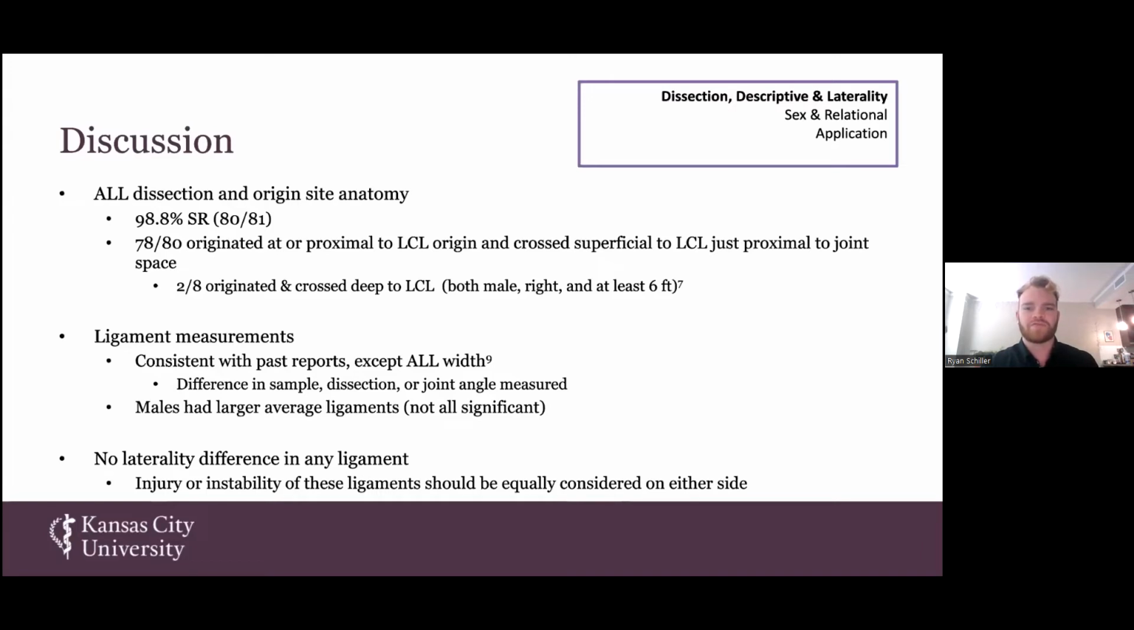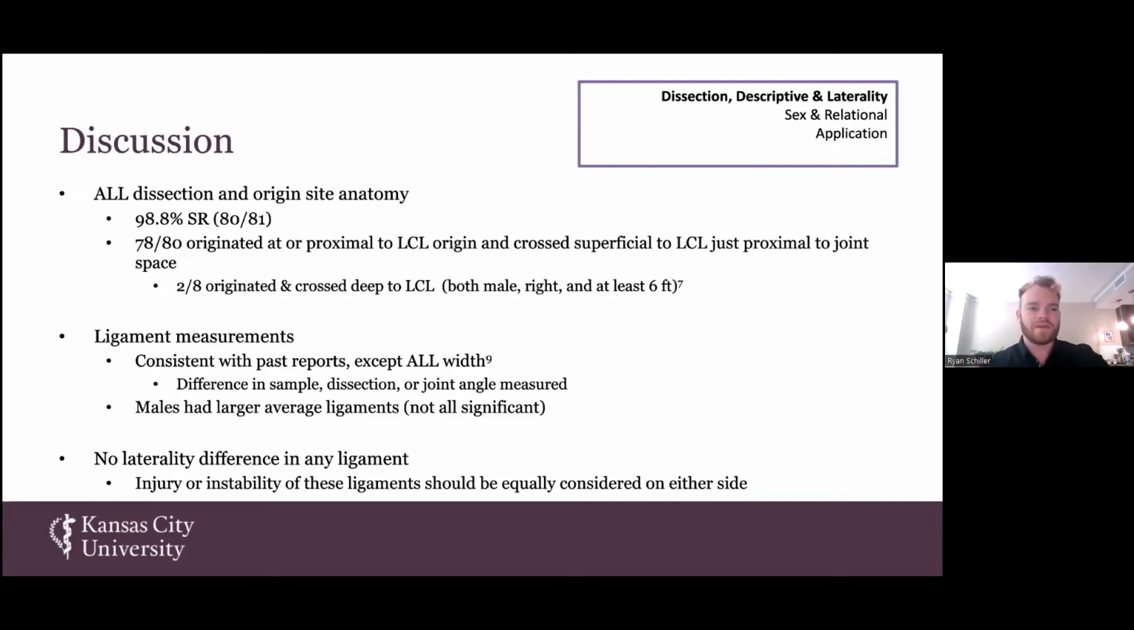And interestingly enough, these were both in a male cadaver who was at least 6 feet tall and on their right lower extremity. And there was a previous study that had noted this variance with a similar rate of occurrence, but they did not include any demographic info when it came to this variance.